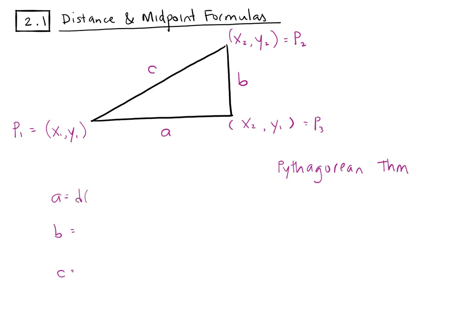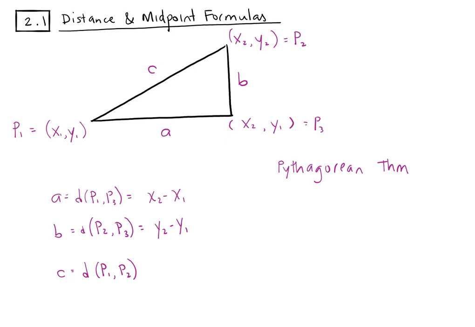And we can say the distance A is the distance between point 1 and point 3. But since that's on a horizontal line, we could just say it's the difference between their x's. And we can say the length of B is the distance between point 2 and point 3. And that is also the distance vertically, so we can say it's the difference between their y values. And length C would be the distance between point 1 and point 2, which is what we're trying to find right now.